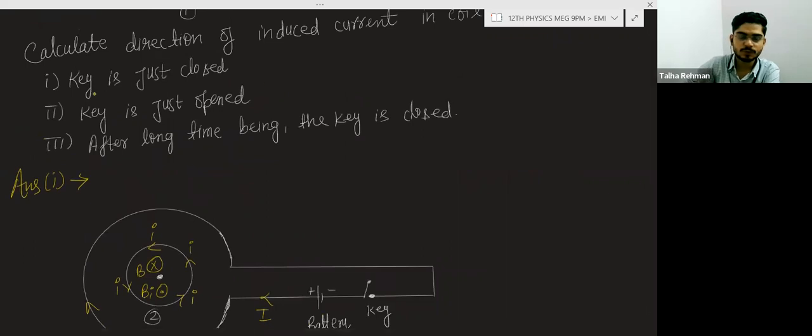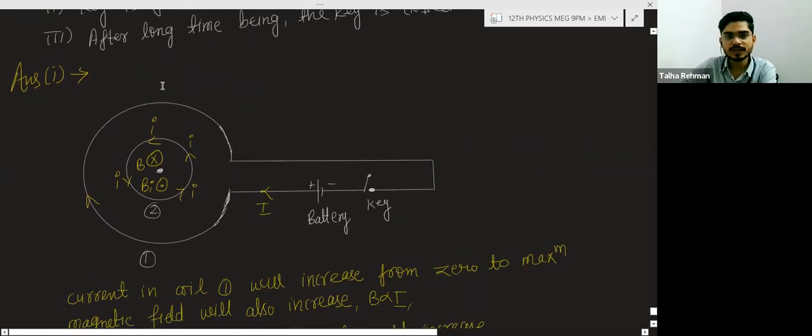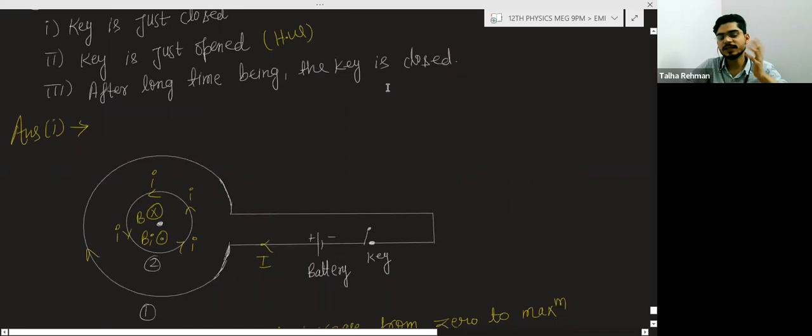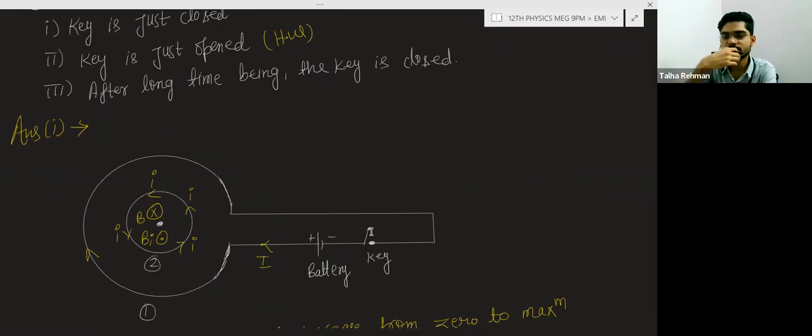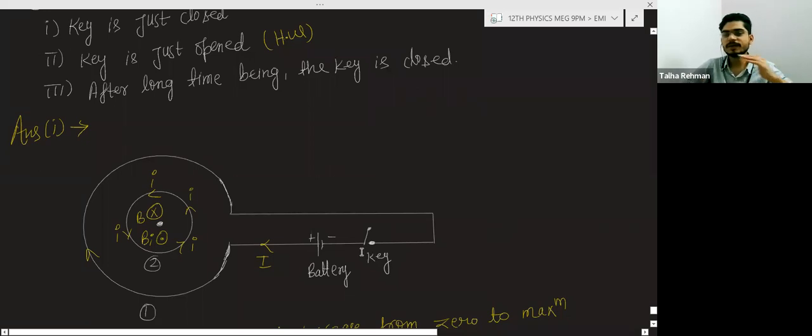Second part you will do by yourself. Third part I am solving. They are saying after a long time being the key is closed. Suppose the key is closed now for 50 minutes. So what will happen? The current will be maximum in the circuit. The current will be some constant value. Now the current will not increase or decrease. So in the same way, you can say the magnetic field produced by this coil number 1 will not increase or decrease.